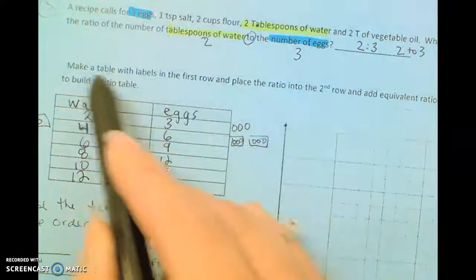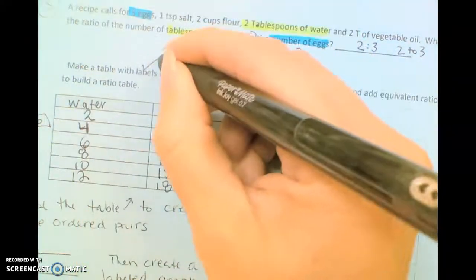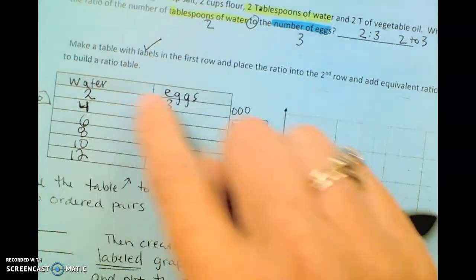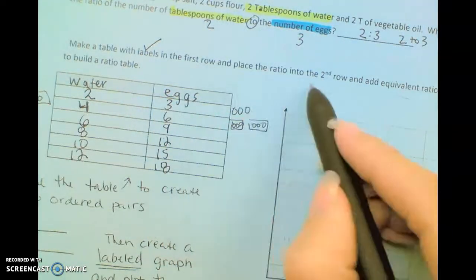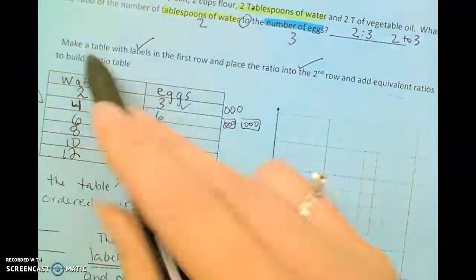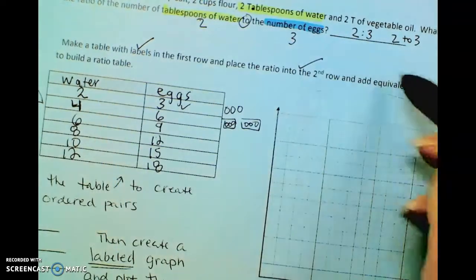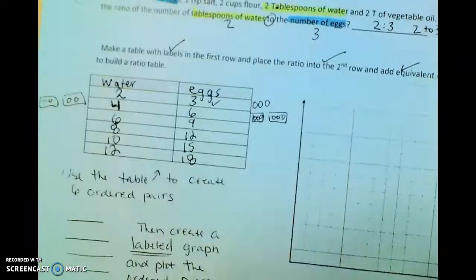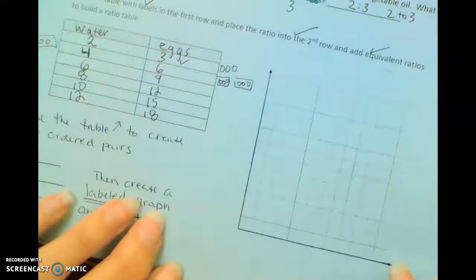So I have my make a table with labels. I'm going to check off all the little parts of things I need to do because the labels, those are a point. Place the ratio in the second row. That's a point. I did that. Add equivalent ratios. I have those. So make sure that when you're looking at these problems that have multiple steps to them, that you're doing something to make sure that you're doing all parts of the problem.